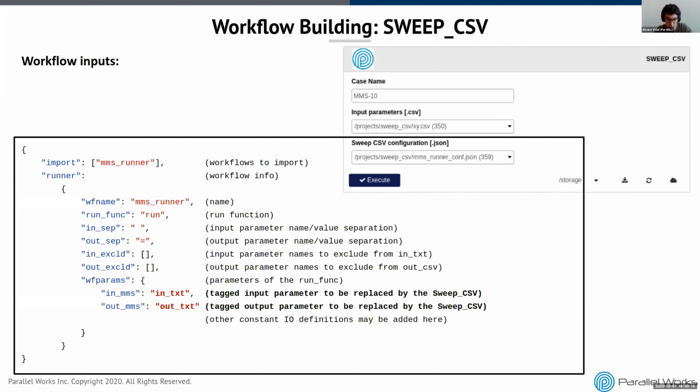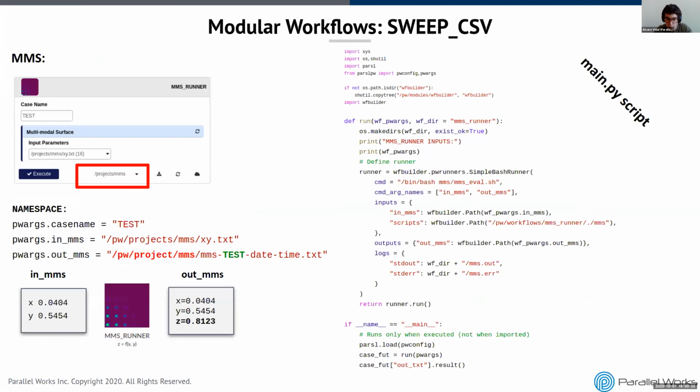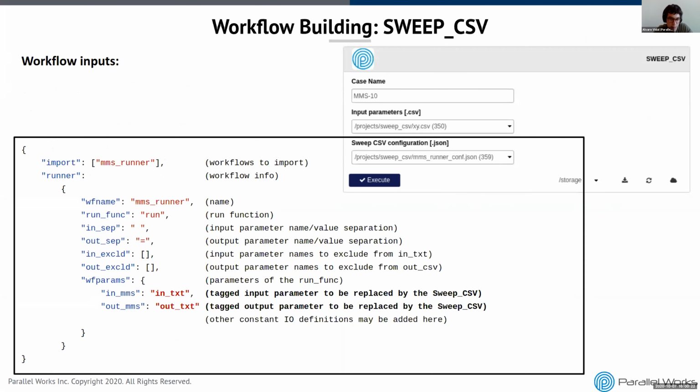It has the workflow name, MMS runner, its run function, which as you saw in this script is just run. And then you can tell it some input parameter name value separation, whether you want to exclude certain input or output parameters. And finally, the parameters of the run function. So what the Swift CSV is going to do is it's going to get these workflow parameters, make a namespace, and pass them to the run function.